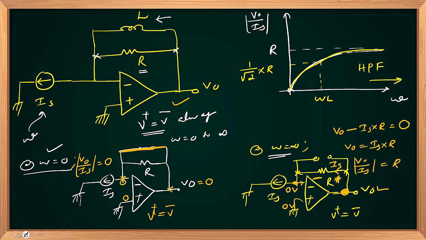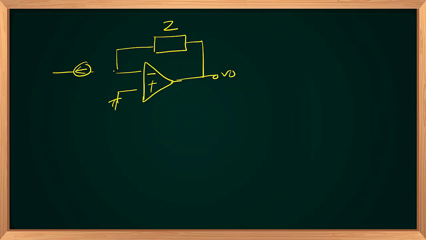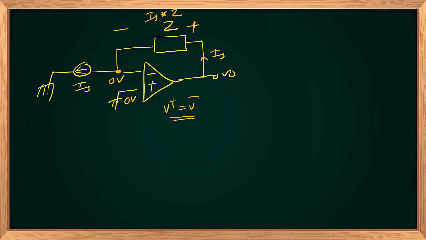That can be easily identified by replacing the parallel branch with one impedance. Let me call that impedance Z. Current source Is, ground. The same current flows through this Z, so there is a drop in this polarity, Is multiplied by Z. V plus is always equal to V minus due to the negative feedback. This is at 0, V plus, V minus is also at 0 volt. If you subtract Is multiplied by Z from Vout, you should get a 0. Vout minus Is multiplied by Z equals 0.